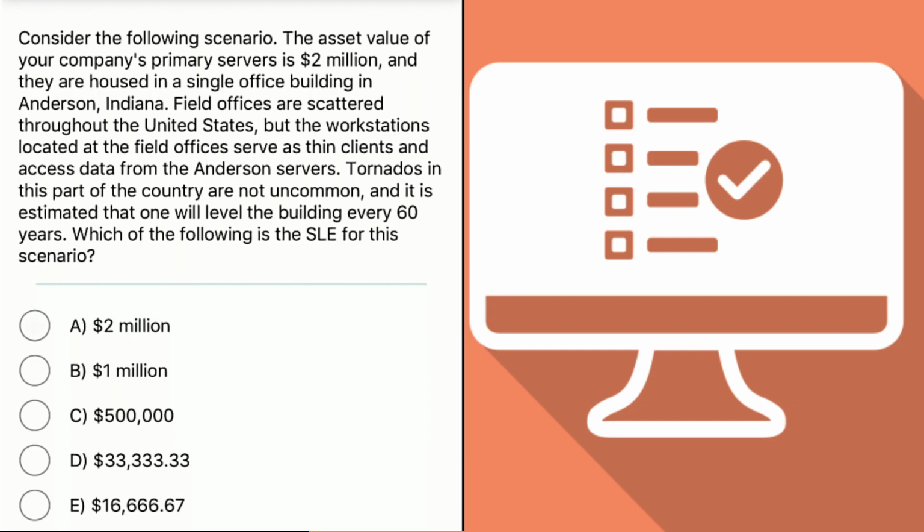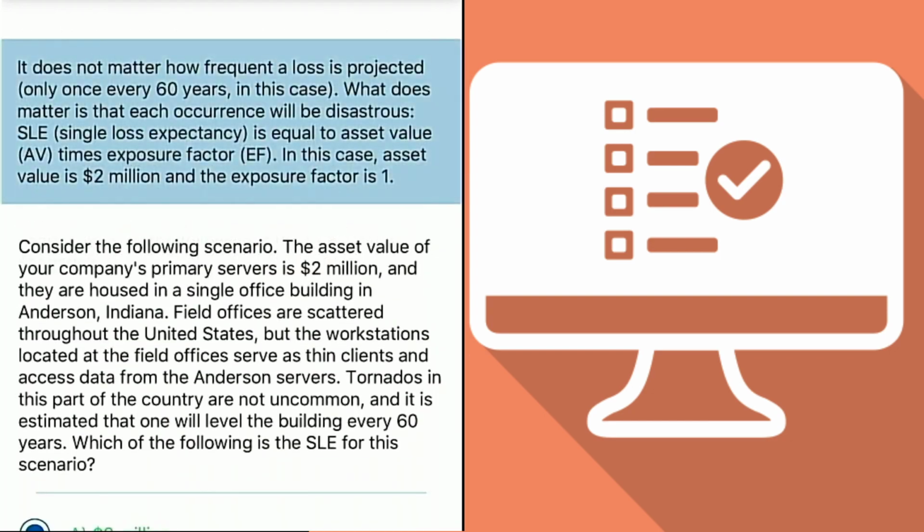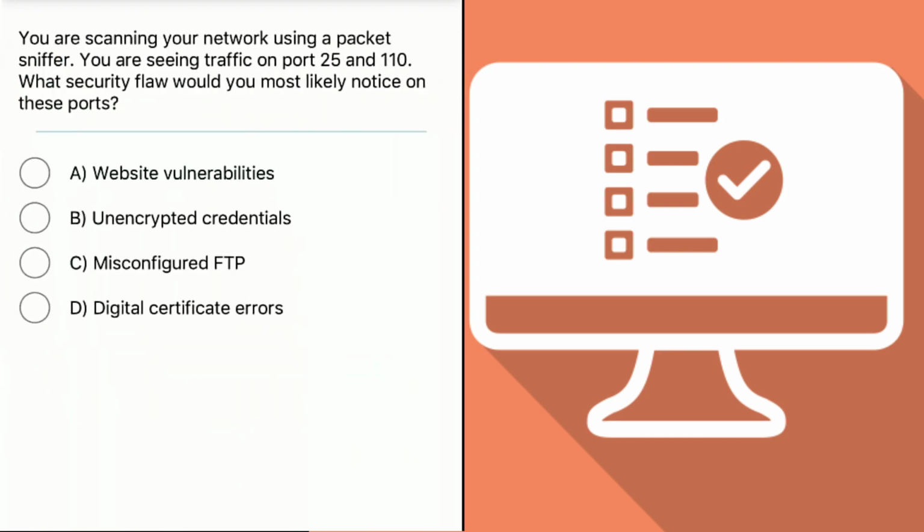Alright, if you choose A, you're correct. It does not matter how frequent the loss is projected, only once every 60 years in this case. What does matter is that each occurrence will be disastrous. SLE, single loss expectancy, is equal to asset value times exposure factor. In this case, asset value is 2 million and the exposure factor is 1. Alright, let's go to the next question.